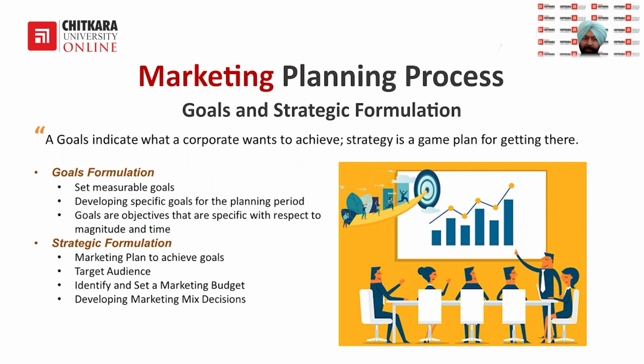Strategic formulation, marketing plan to achieve goals. So one is that you already have your goal in place, and then to achieve those goals, you need to have a strategy in place. So in the marketing planning process, you're trying to explore different strategies as to how you achieve your ultimate goal. So what kind of target audience are you going to impact?